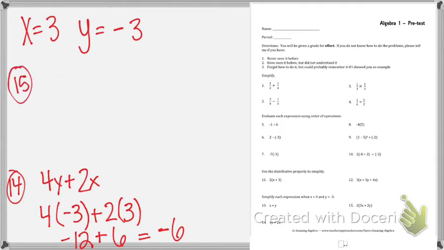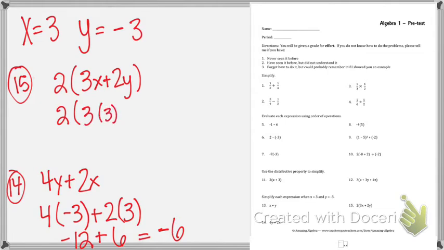Number 15, we have 2 times 3x plus 2y. Now you'll notice that the letters are within a parentheses already, but guess what? You still have to put more parentheses. So, 2, 3, parentheses, just like that.